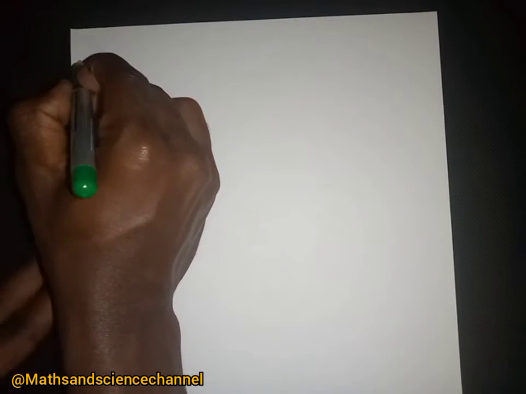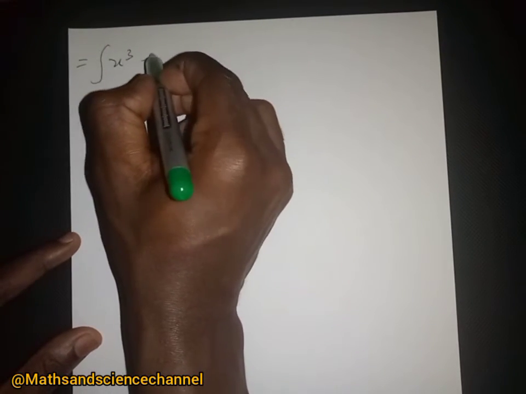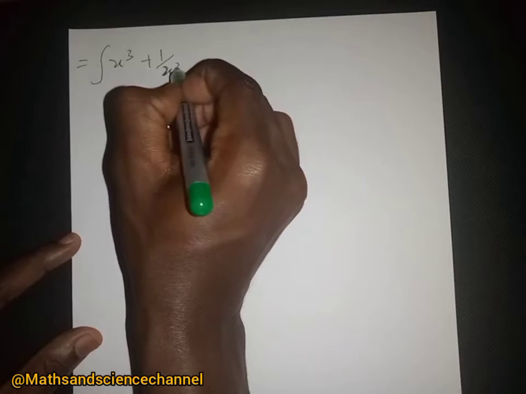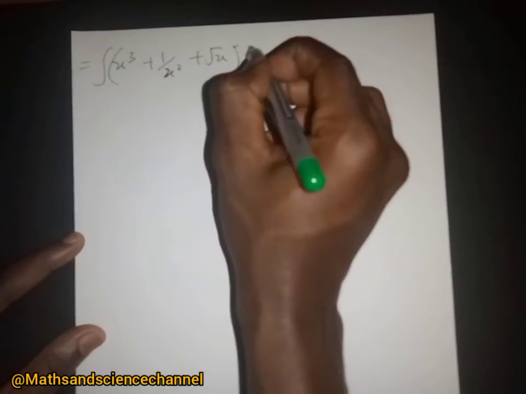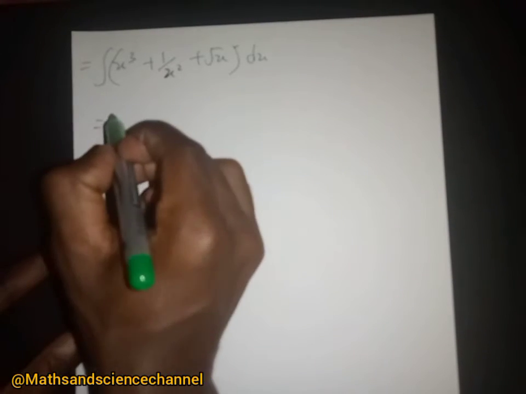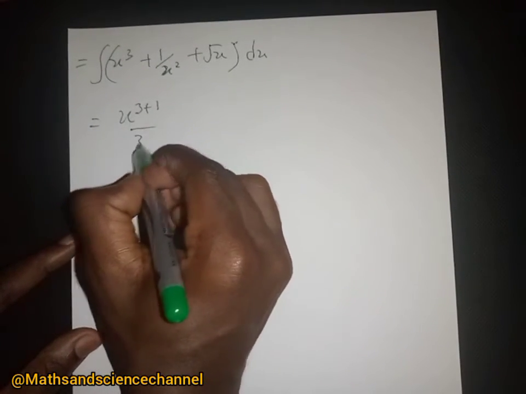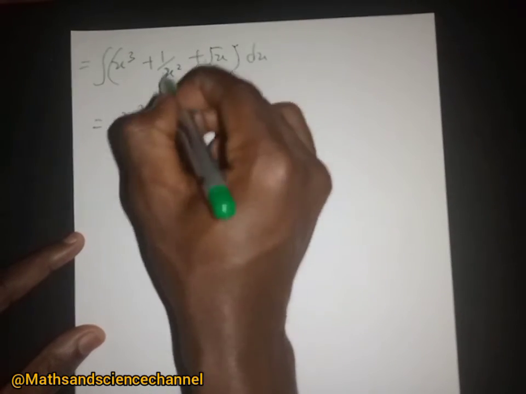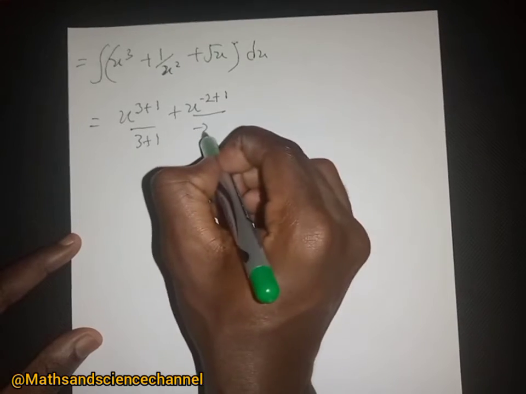So let's say we have the integral of s cubed plus 1 over s squared plus the root of x, dx, right? How do we integrate this? So we add 1 to the exponent and divide by that, and this here is just s to the power minus 2, we add 1, then we divide by minus 2 plus 1.